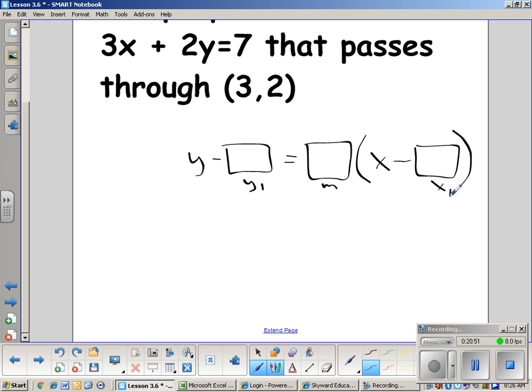Do I know M yet? Did they say the slope is? No. So we have to find that, right? Okay, do I know Y1 and X1? Yeah. So let's plug them in right now. What's Y1? 2. And what's X1? 3. So all I have to do is find the slope. So first of all, let's find the slope of this line. Okay? How many of you think it's 3?